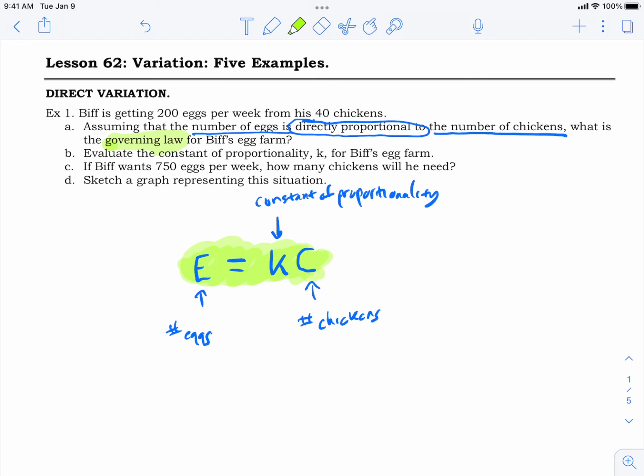Now the formula is not that big, fortunately. It's just a nice little E equals K times C. But you have to be able to interpret that language in order to write down that formula. So, okay, we've got the formula. What can we do with the formula? We can go on to this. Evaluate the constant of proportionality. We can figure out what the K is.